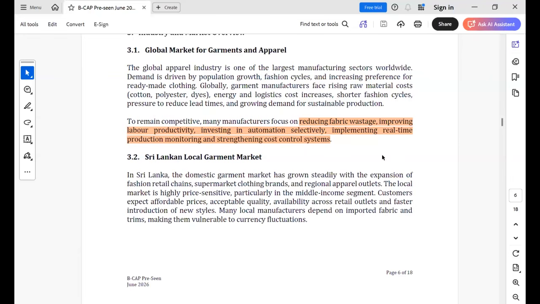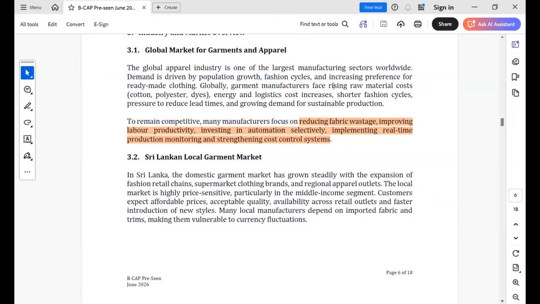So that means improving labor productivity, investing in automation selectively, implementing real-time production monitoring, and strengthening the cost control system. You have to reduce your internal wastage, and you are running a labor-intensive industry, so you have to improve labor productivity. It is also better if you can implement an automation system in your company, as that gives a more beneficial, more effective solution for many issues.